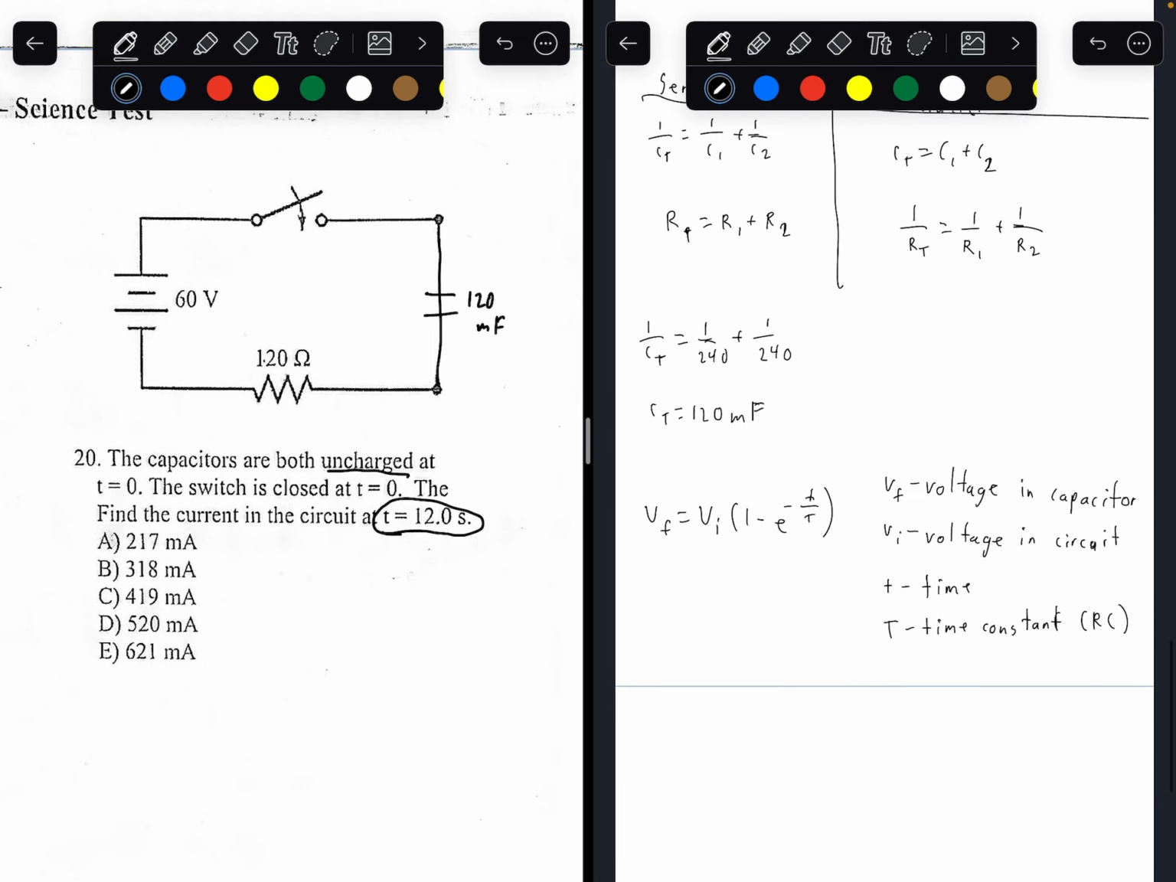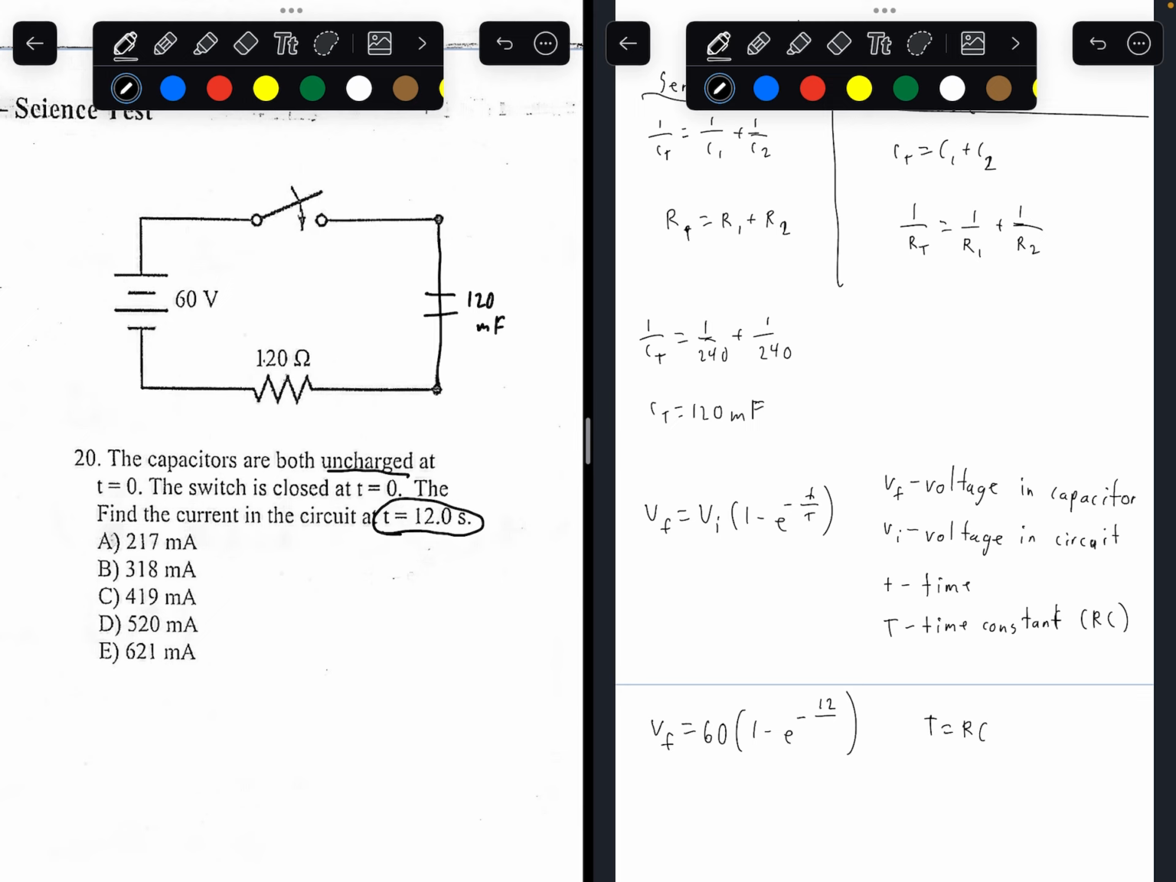So let's solve this. VF is what we're trying to find. The initial voltage is 60 volts. 1 minus e to the power of negative t. We want to find the current after 12 seconds. And what is the time constant? Time constant is resistance times capacitance. The resistor is 120 ohms, and the total capacitance is 120 microfarads, so 120 times 10 to the negative 6. Solving for the time constant, you would get 14.4 seconds.